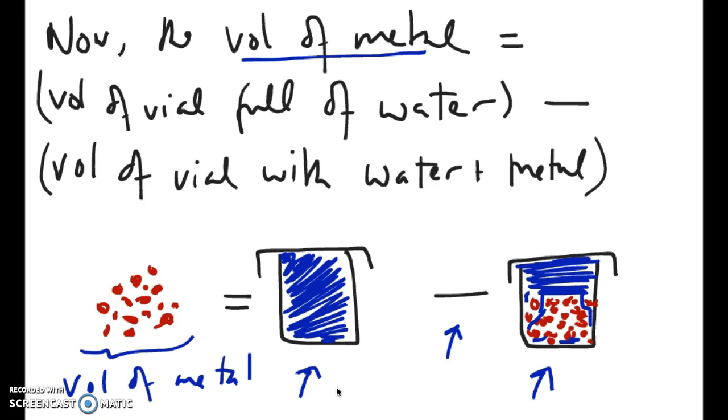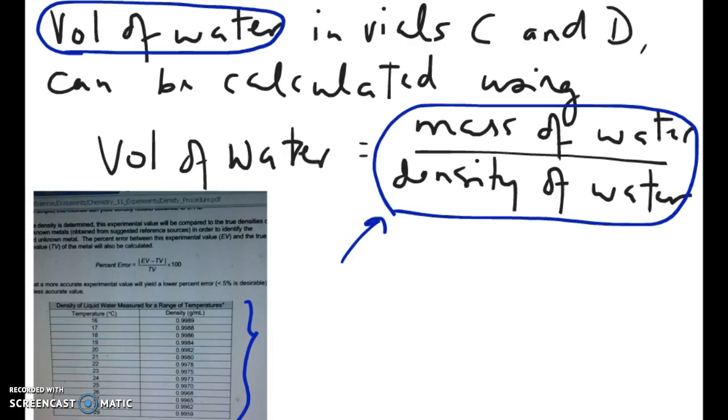Well, you can measure the mass, right? You can measure the mass of the vial containing the water. You can measure the mass of the vial containing the water and the metal. How are those masses converted to volume? Well, this is a density lab after all, so of course we're going to use density to convert that mass into volume. And so how are we going to do that?